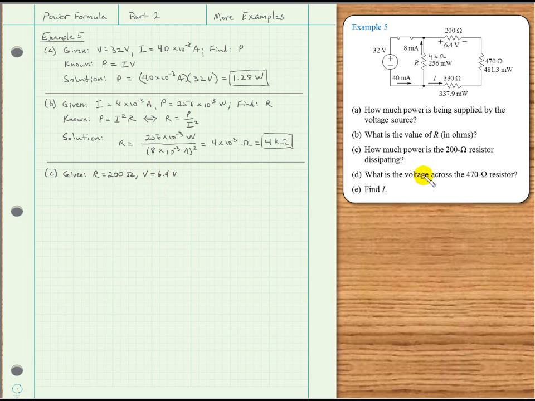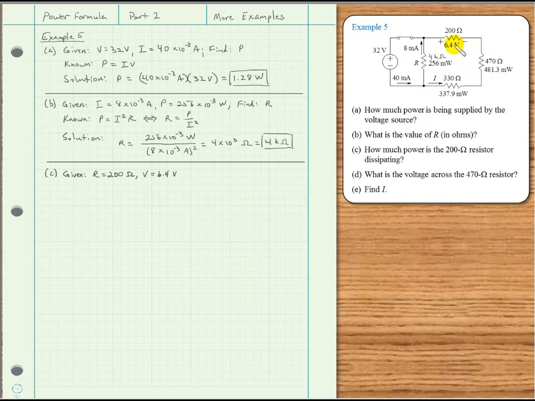Now notice that we're using the voltage across this component, not some other voltage in the circuit. We know this voltage, but we don't use that with this component because we're interested in the power dissipated by this component. So we have to use the variables related to this component, not some other variables from elsewhere in the circuit. Ohm's law, the power formula, and these relationships apply to a component.